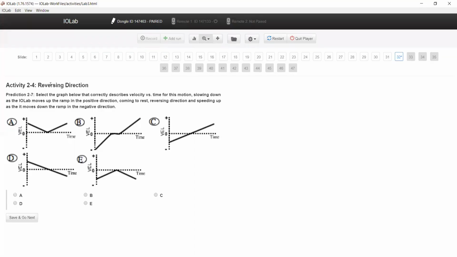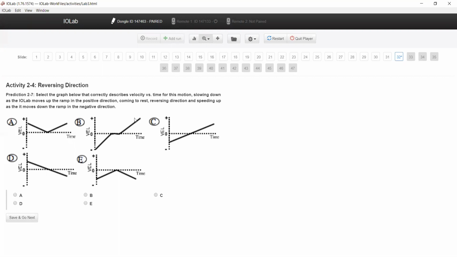Okay, so for the reversing direction, we are moving in the beginning, slowing down as the IOLab moves up the ramp. We are slowing down in the positive direction in the beginning. Moving up, the IOLab will come to rest, and then speed up in the negative direction. So for velocity, it will have the same sign as the direction of the motion.